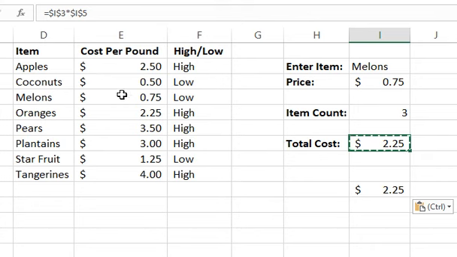And you can mix and match. If you want the column to be absolute and the row to be relative, you can put the $ sign in front of whatever part of it you want to keep absolute versus relative. Okay, so that's absolute versus relative references.